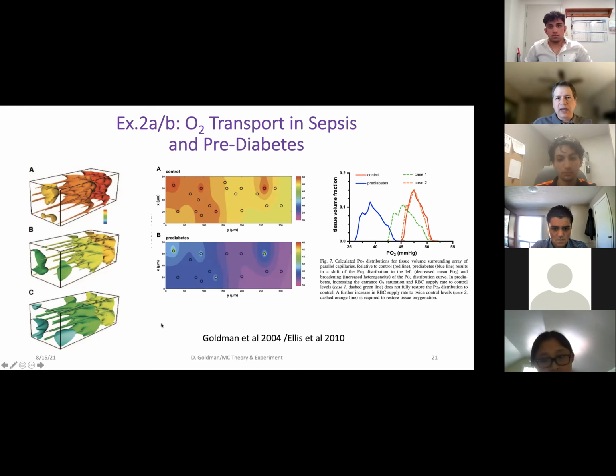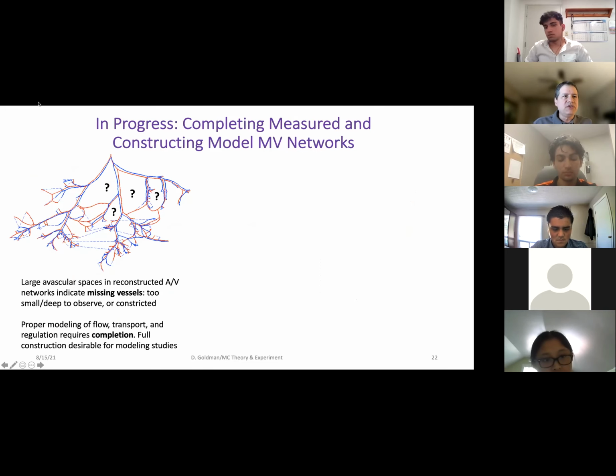Okay. So the next thing I was going to do is two quick in-progress topics that may be interesting to people. One has to do with, if we measure these arteriolar networks and even the venular ones, we've got these giant spaces. And we can see capillaries there, we can see muscle fibers. So we know something's there, but what we've measured doesn't cover that.